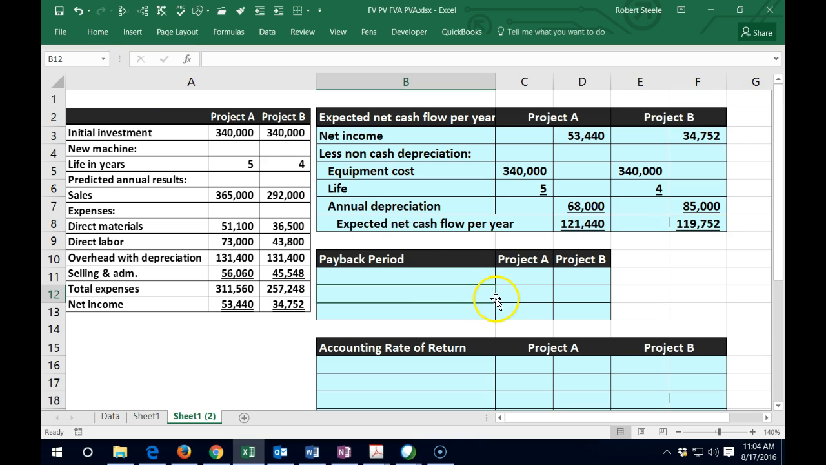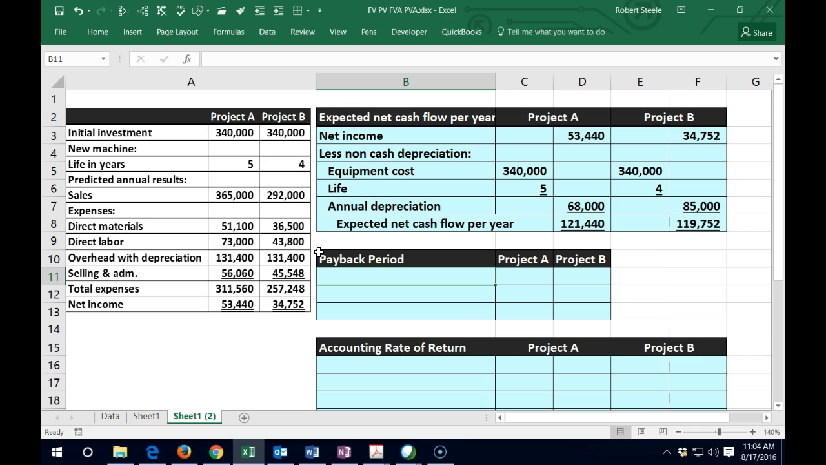Alright, so now we're going to calculate the payback period. The payback period is going to be another quick calculation. It's not the best calculation, it's not the most accurate calculation, but this is what you would think of as a back-of-the-envelope kind of calculation to try to figure out if it's worth doing.